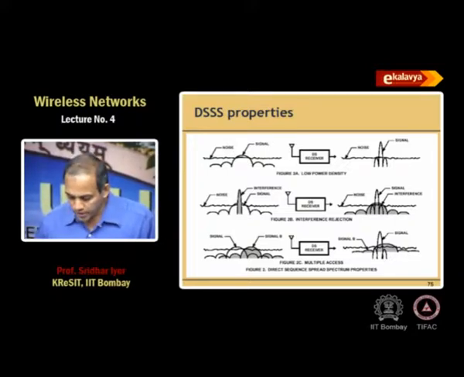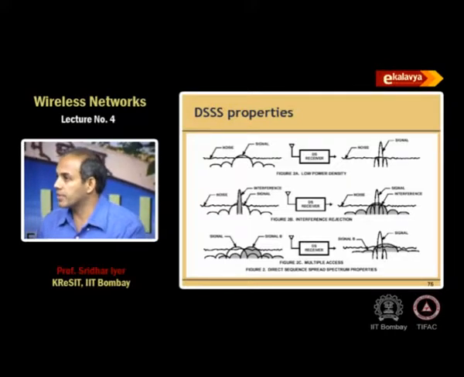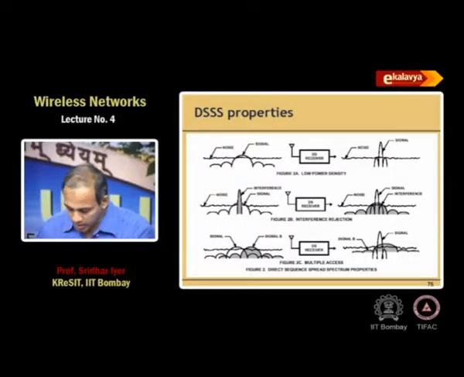Now if there is a narrowband interference here, again an interesting thing happens. Once I do the XOR, what is happening in the receiver is basically an XOR again with the spreading sequence. Once I do that, my interfering signal being narrowband gets spread and my spread signal gets recovered. Okay. So this basically shows that narrowband interference I am able to recover from.